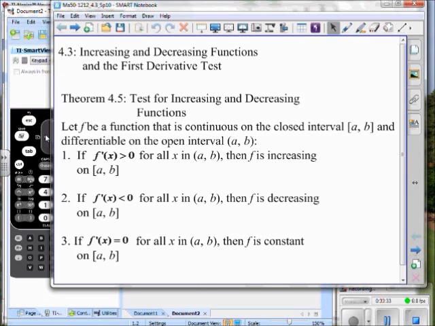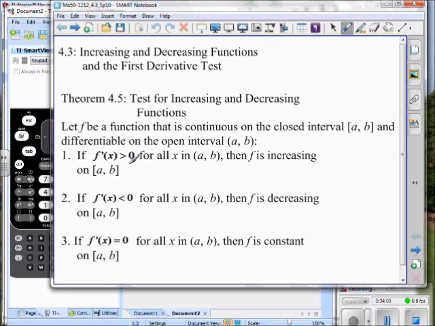Okay, we have been talking around about this information for quite a while. So again, I don't really think this is going to be a real stretch. It's not going to be a whole lot of new information for us. We've got another good theorem here, and it's the test for increasing and decreasing functions. Let the function be continuous and differentiable. Are you getting used to that? That's kind of the usual thing here, continuity and differentiability.